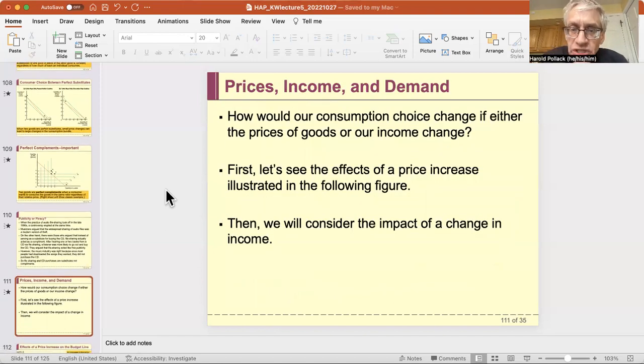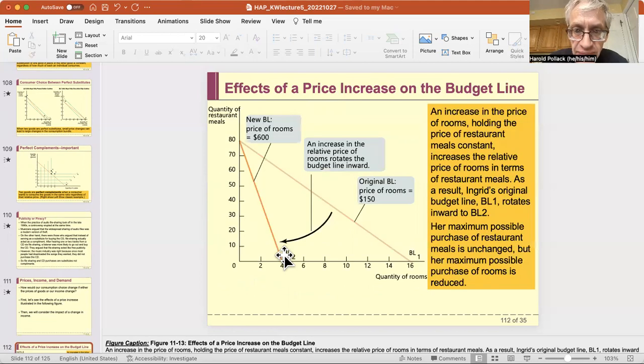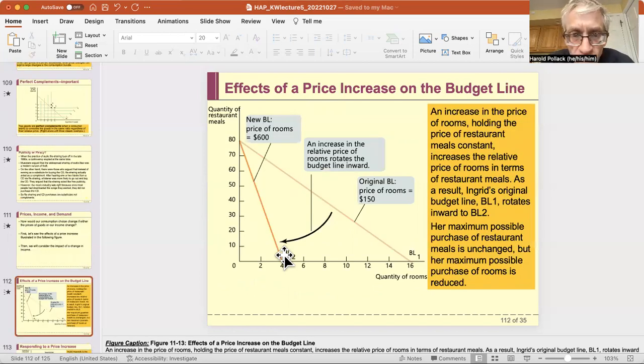Now, how would our consumption change if the price of goods changes or our income changes? Let's see the effect of a price increase, and then we'll think of an income increase. Okay. So what happens if we really increase the price of rooms a lot? Rooms go from $150 to $600. Here's the old budget line. My income stays the same. The whole thing rotates, because now the most I could buy is with a total income of $2,400.